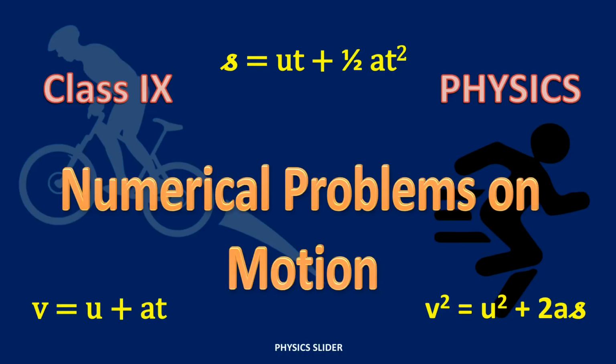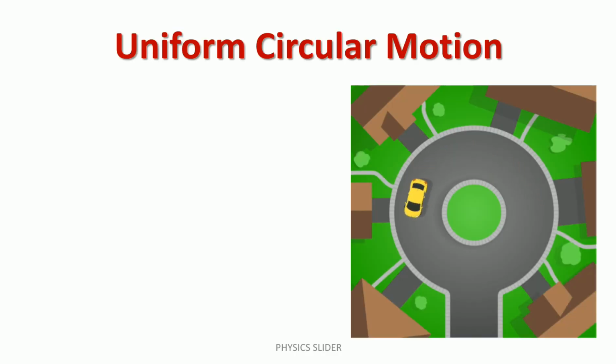Today we are here with the numerical problems on motion. Before we start the numerical problems, let us discuss one more topic, which is uniform circular motion. You can see a car is moving in a circular path with the uniform speed. The motion of the car with the uniform speed in this circular path is called uniform circular motion.